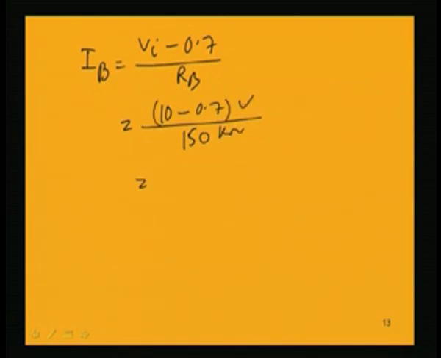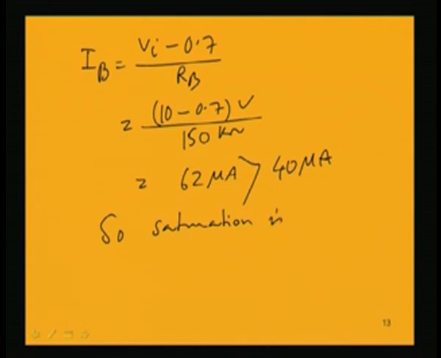That value of IB comes to 62 microampere, and so it is well in saturation, because saturation requires that the value of the IB current should be 40 microampere or more. So, it is 62 microampere, greater than the 40 microampere which we got initially as a condition for saturation. So, saturation is guaranteed in this design, saturation is ensured.